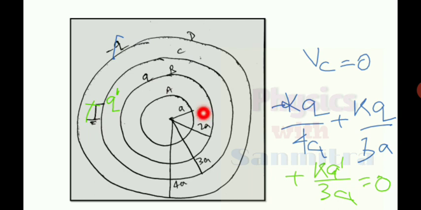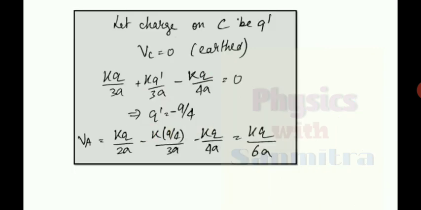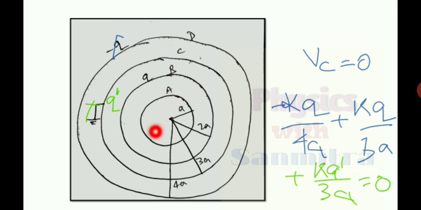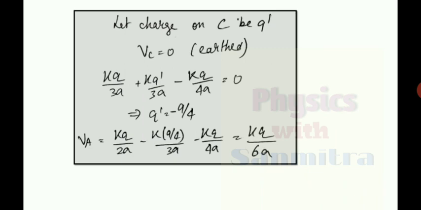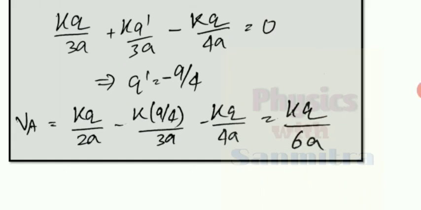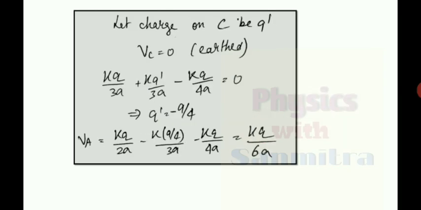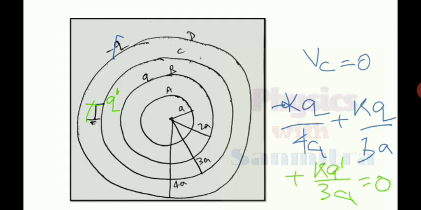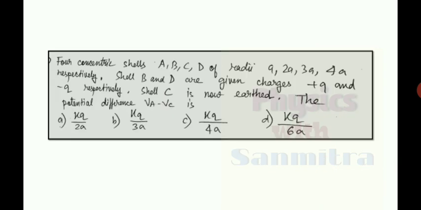What will be VA? VA will be due to B. If B was having Q, then it will be KQ by 2A, since the radius of B is Q. So the contribution due to this B charge will be KQ by 2A. Due to this one, there is minus Q by 4, so it will be minus of K into Q by 4 by 3A. And due to the last charge, the radius is 4 and there is minus Q, so minus of KQ by 4A. So the answer is KQ by 6A. So VA minus VC, that is VA, will be the same thing, KQ by 6A.